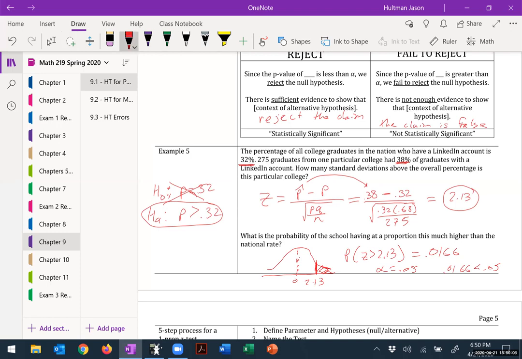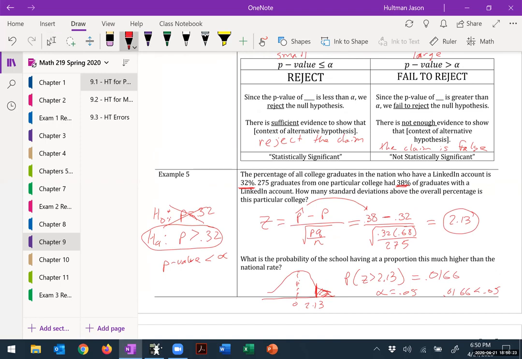Because our p-value is less than alpha, we reject the null. If our p-value is greater than alpha, then we fail to reject the null. We fail to reject.